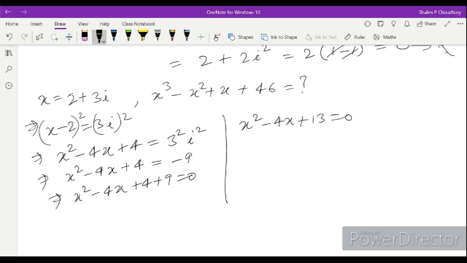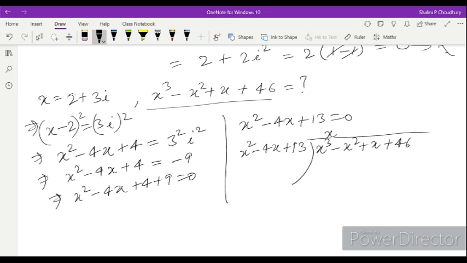Now what we have to do, we have to use this here. So again we'll do normal division. We divide x to the power 3 minus x square plus x plus 46 by x square minus 4x plus 13. So x will be taken here, so x into x square will be equal to x cube. Now x into minus 4x will be minus 4x square. Now x into 13 will be 13x.